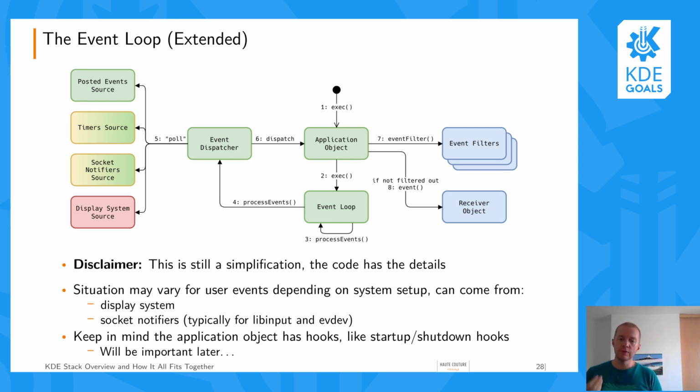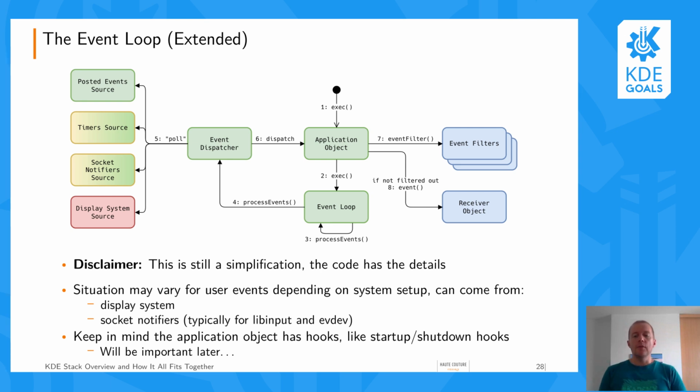One thing to notice here is that the situation may vary for user events depending on the system setup. Because some things might come from the display system, some things might come from socket notifiers. That depends, for instance, if your application is sitting on top of X11, the keyboard events will probably come from the display system source. Now, if you're on Wayland, they might come from something else, right? And then in that case, you would use socket notifiers. So that can be wired differently depending on the system, and that's basically done at runtime.